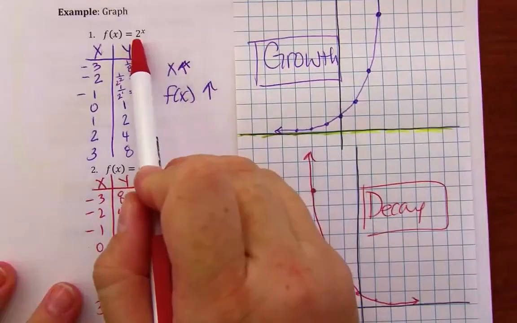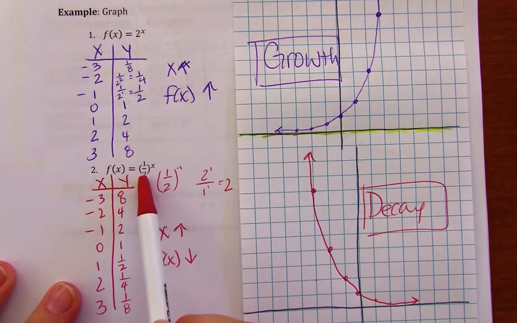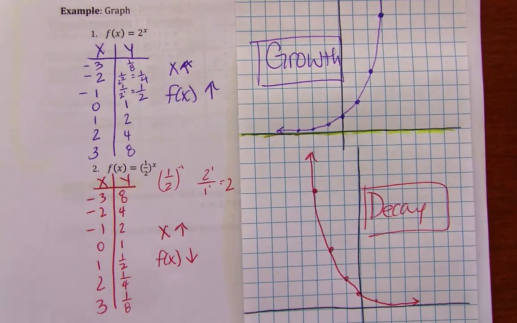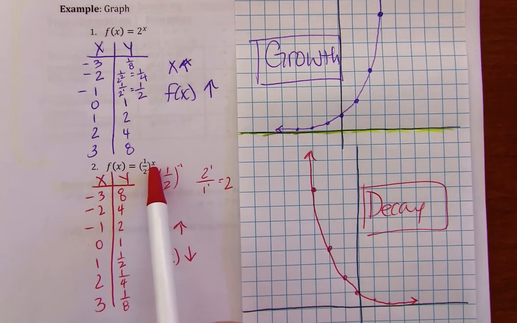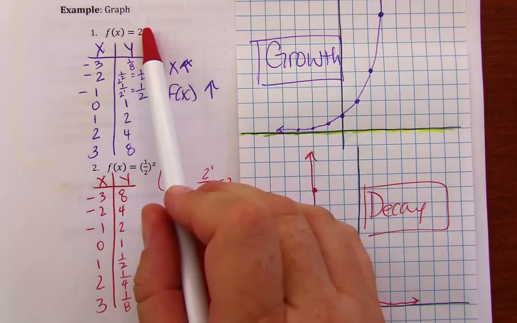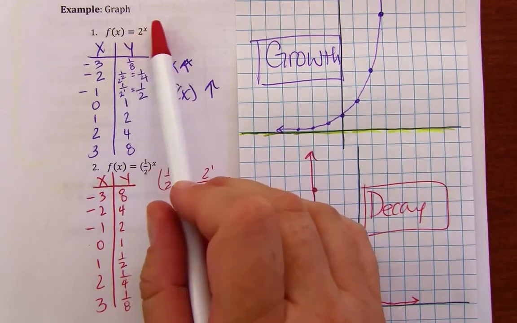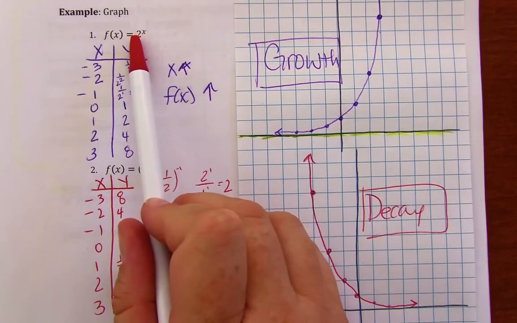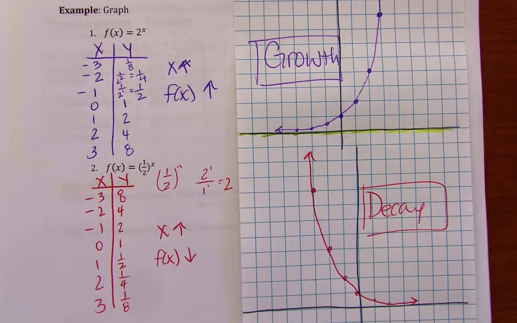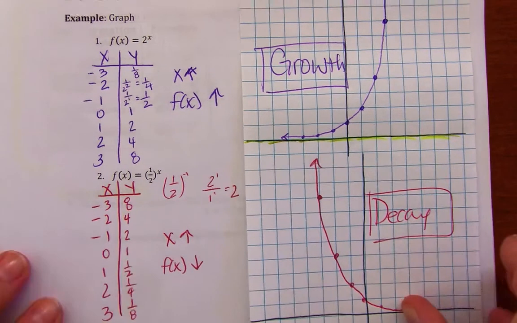Notice that my base here is bigger than 1. My base here is between 0 and 1. We'll notice that that's a pattern with growth and decay functions. Your decay is already going to be between 0 and 1, or your exponent will have a negative on it. And up here, this should be positive and this should be positive, or if they're both negative, or I'm sorry, if this is between 0 and 1 and this is negative, then it'll end up being a growth.